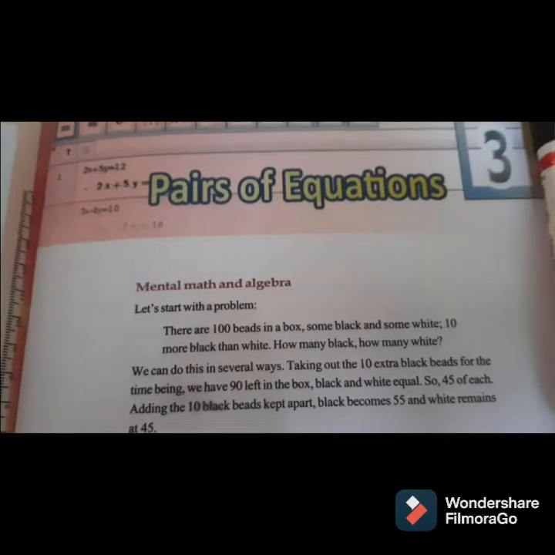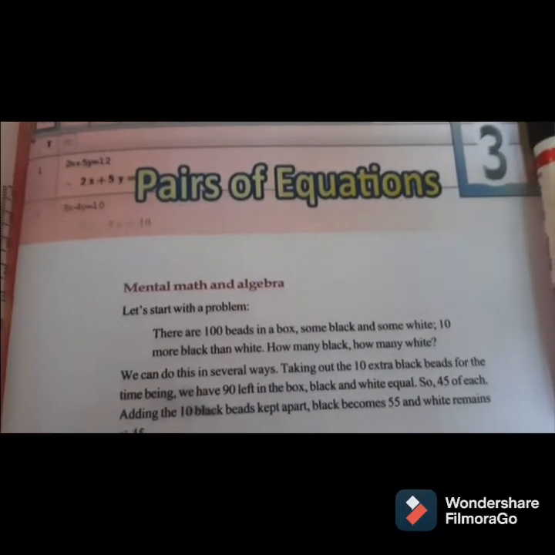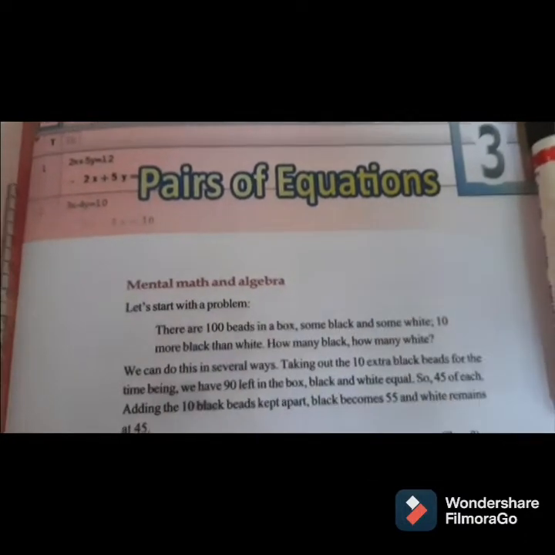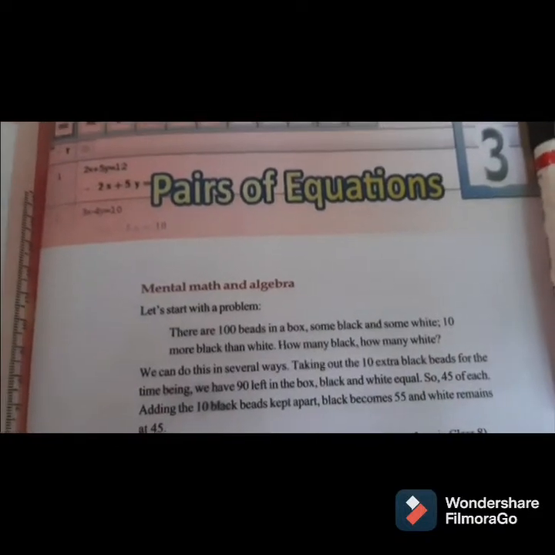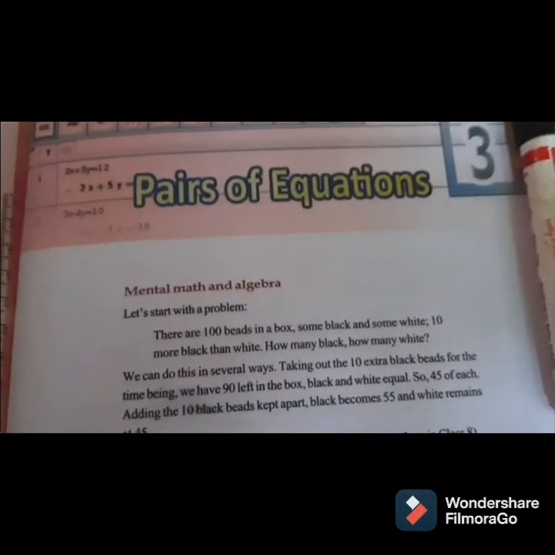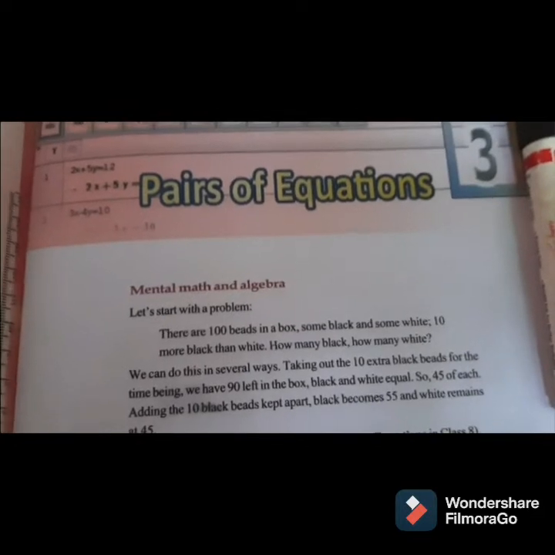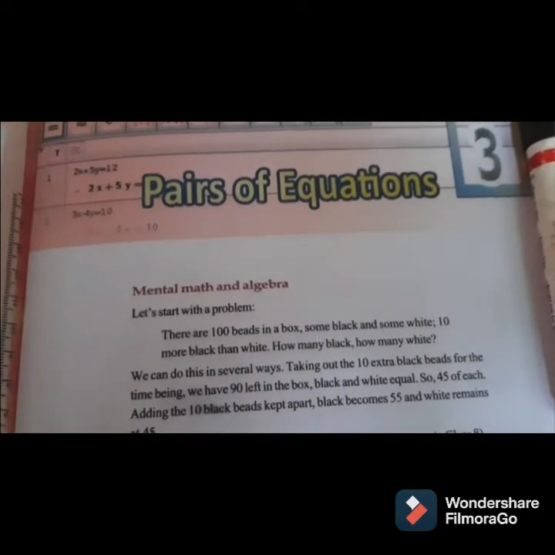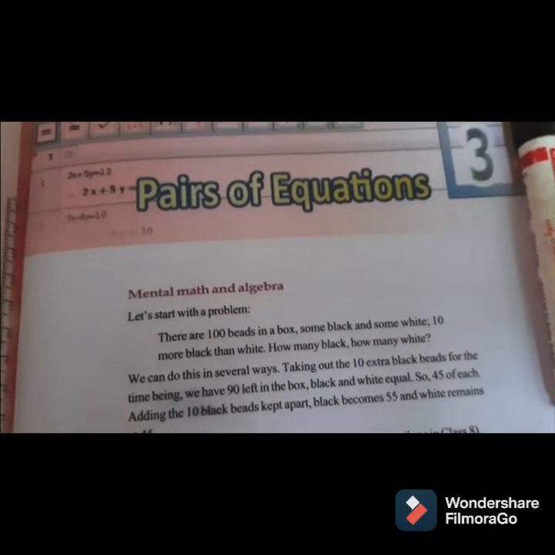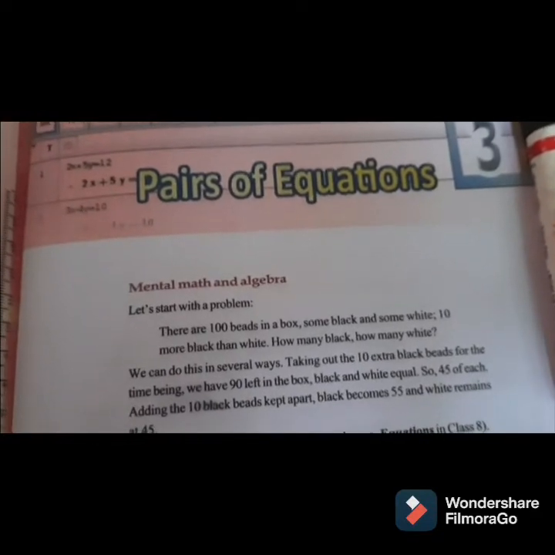Last year you learned equations. What is an equation? There you can see an unknown number, that is x. They give some questions and we make them into algebraic expressions. Then you solve the value of x. Yes, the same thing we are doing here.